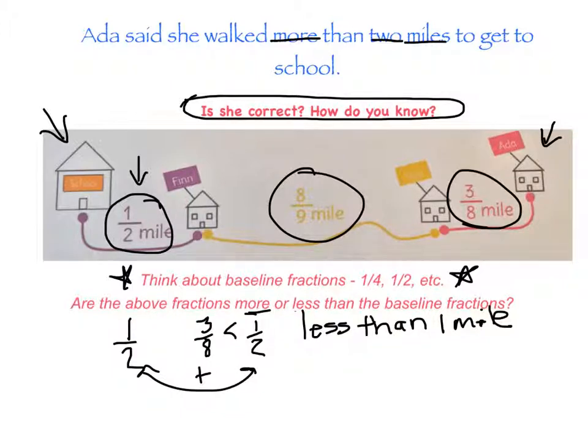And then I have this last fraction right there. So I have 1 plus this 8/9, which is also less than 1. So we're going to have less than 2 miles. So the idea is that she had less than 2 miles, not more. And we did that without having to change the fractions at all, just by using our logic. Pretty cool, huh?